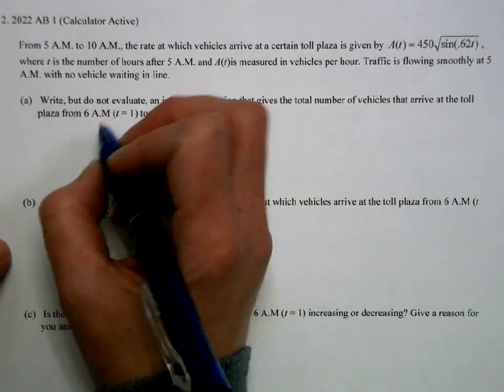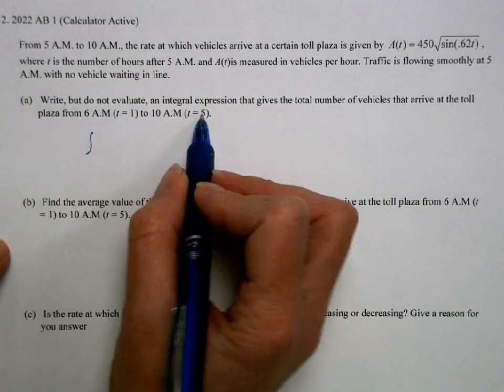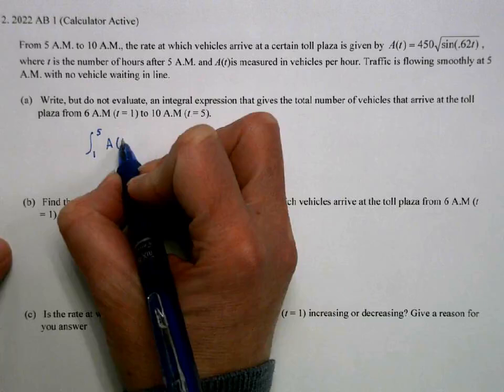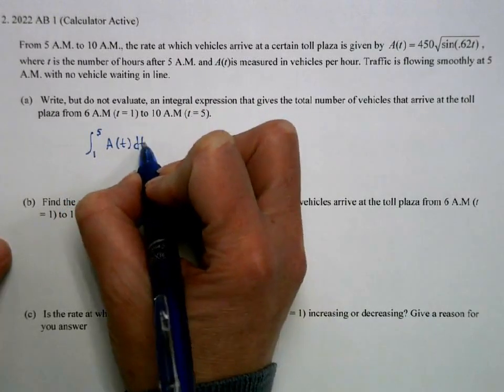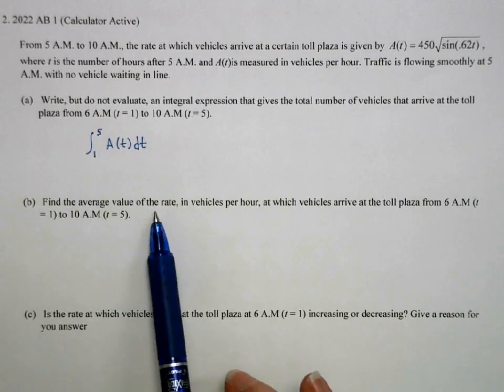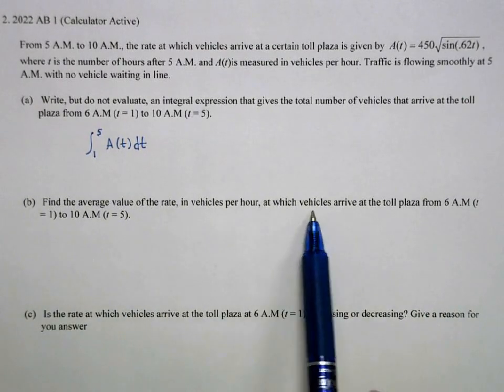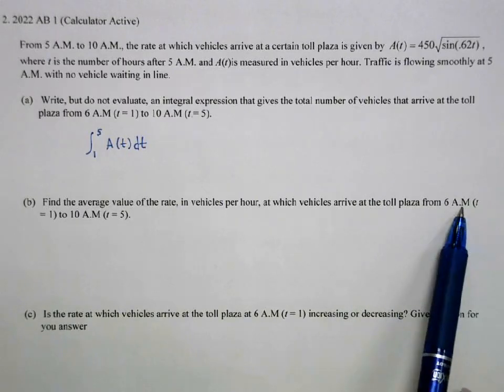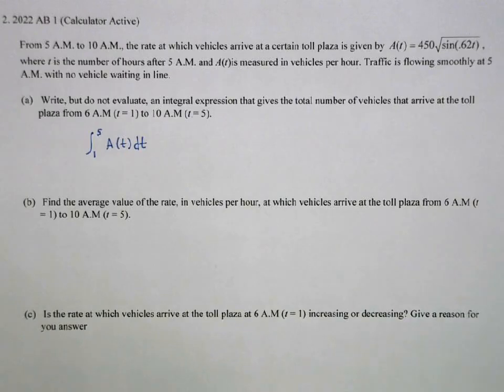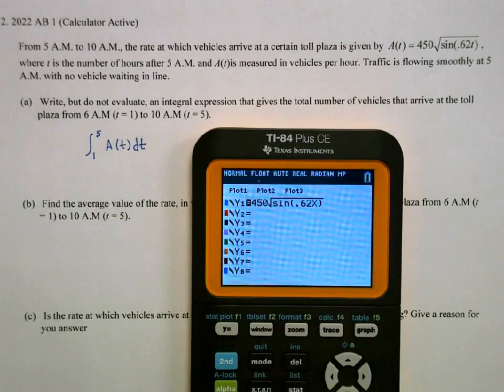We got our integral. My limits of integration are going to be 1 to 5, and we just want to integrate our function. So that's a pretty darn easy question. Next, find the average value of the rate in vehicles per hour at which the vehicles arrive at the toll plaza from 6 a.m. to 10 a.m. So I'm going to go ahead and type this into my calculator again, into the y equals. Okay, and then we want the average value again.